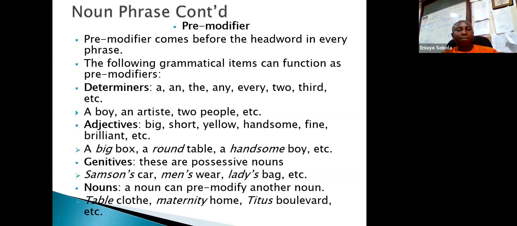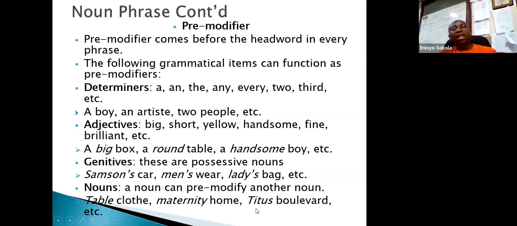So in that place, you have a sample like tablecloth. Table is a noun pre-modifying another noun, cloth. Maternity home: maternity is a noun pre-modifying another noun, home. Titus Boulevard: Titus is a noun pre-modifying another noun. Also, likewise, the combination of your name, Larry Titus. Larry is a noun modifying another noun, Titus.